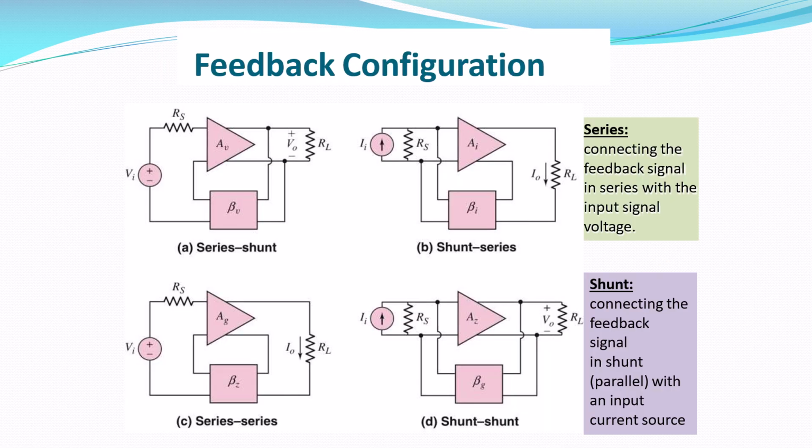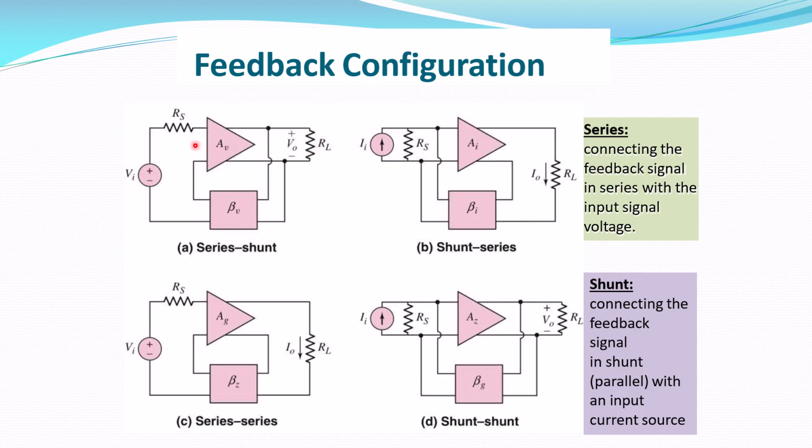And next, this is the full feedback configuration. In the previous slide, I mentioned the four configurations. So here, the first one is nothing but series shunt. At the input side, we are using the mixing circuit, and at the output side we are using the sampling network, and the load resistance is common for all the configurations.